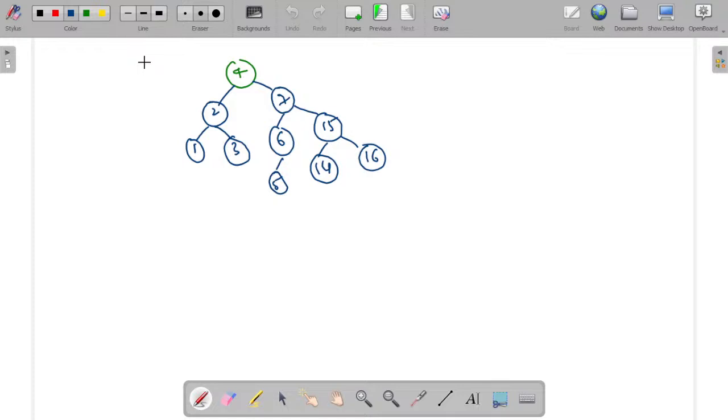Any questions, guys? If you are clear with this, then we can move on to the next topic, which is the deletion operation, which is even more interesting, to be honest. Any doubts in this, or are you all clear with this topic?